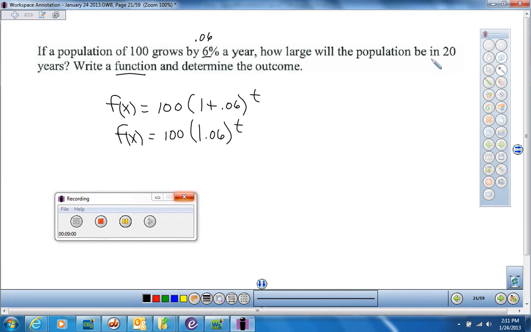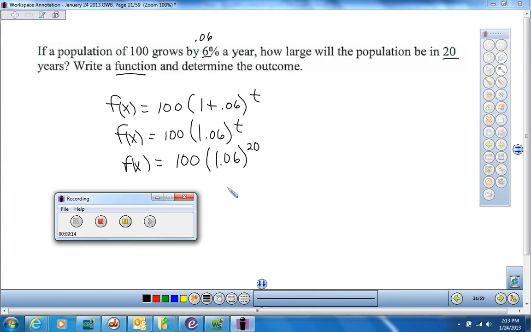Now this one specifically asks for 20, so what we'll do is just plug in 20 for t. Now with rounding this ends up being 321. After 20 years, that's the population.